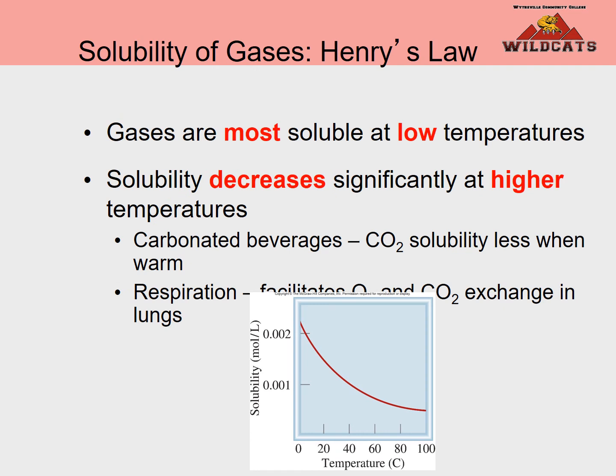They also chill it down because gases are most soluble at low temperature. Solubility decreases significantly at higher temperatures. The graph is showing you that solubility, and that's why you always find freshwater trout in cold water, because trout need a high amount of oxygen. You put them in warm water and they don't survive because there isn't enough oxygen dissolved in the water.